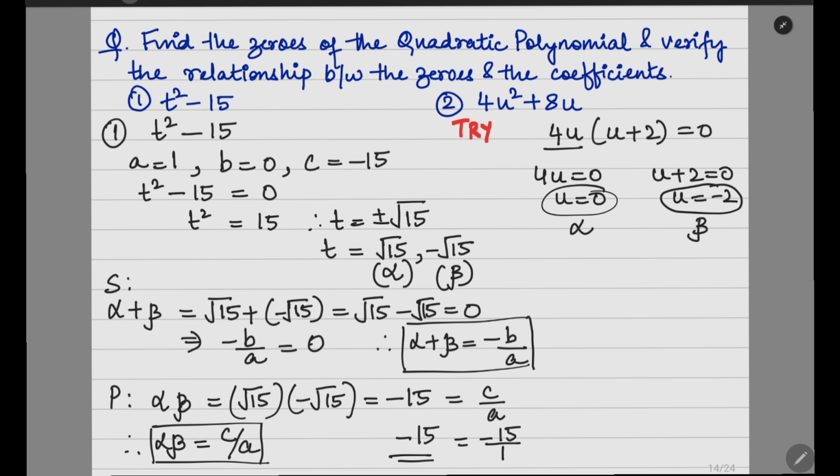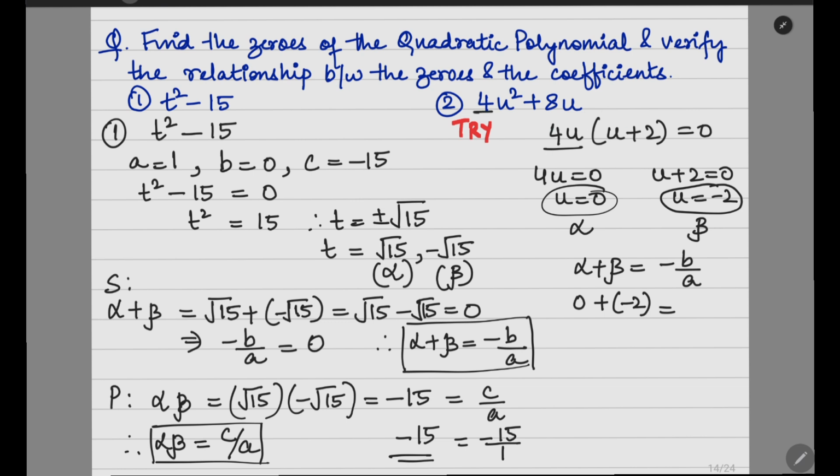So you have found alpha and beta. Now you calculate what is alpha plus beta. What is alpha plus beta? It should be equal to minus b by a. So alpha is 0 plus beta is minus 2, which should be equal to minus b by a. Now what is minus b by a? Do you know what a and b are? You have to find out what a and b are. So here you have to expand it. Just open the bracket.